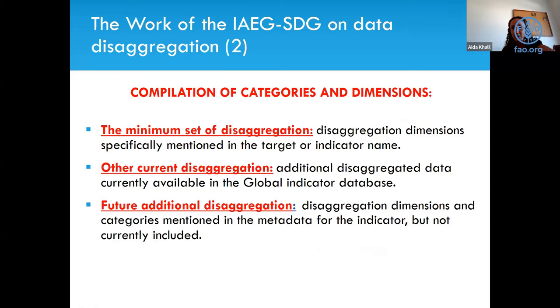I have already said, the most important one is the minimum set of disaggregation, that is, the disaggregation dimensions that are mandatory for an indicator, so that sooner or later they will be produced. And these dimensions are those that are specifically mentioned in the title of the indicator or in the target. The other current disaggregations are those additional disaggregations besides the mandatory ones that are currently included in the database. And then we have future additional disaggregations, which are dimensions and categories that are mentioned in the metadata for future disaggregation, but are not mandatory.